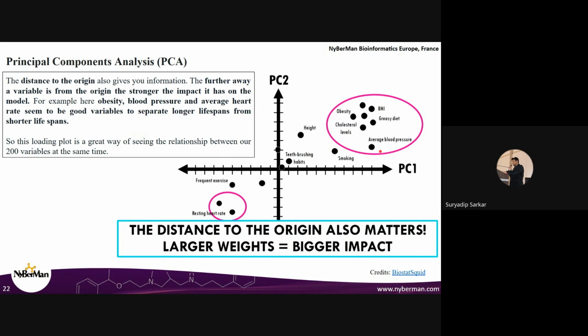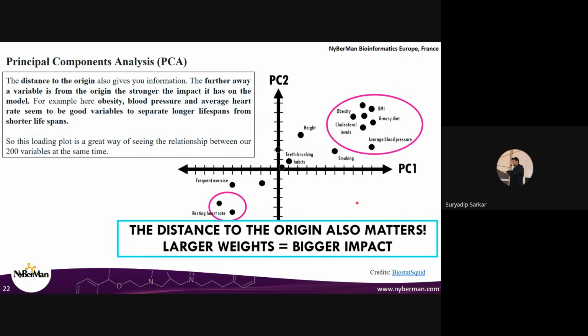Okay, so this kind of plot, which is known as a loading plot, is a very good way of looking at all the 200 features at the same time and making some nice inferences and explanations about our data at once. It is kind of a one stop solution. That is the whole point of this loading plot.